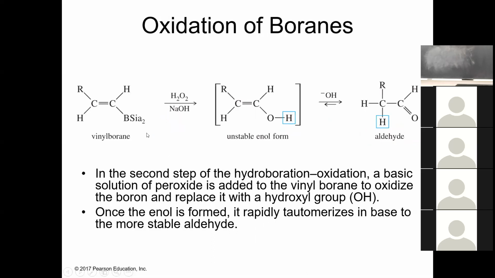Okay, so this adds. Here we start with a terminal alkyne. The boron adds to carbon number 1, hydrogen adds to carbon number 2, and then when we oxidize that, we get an aldehyde. If the alkyne is internal, then we get a ketone. Again, we form an enol and it tautomerizes to an aldehyde.